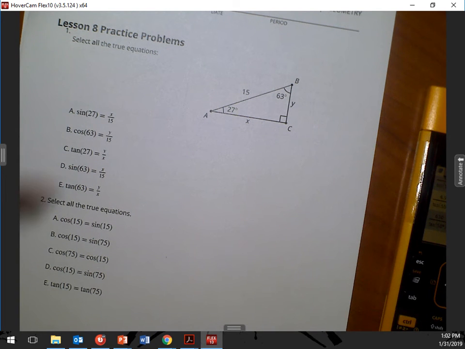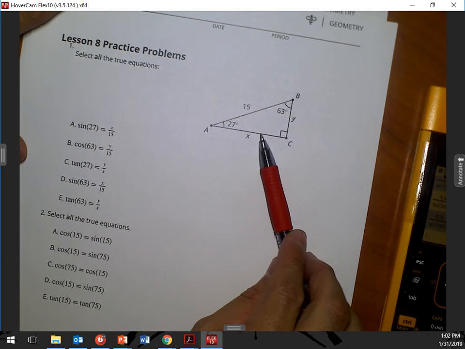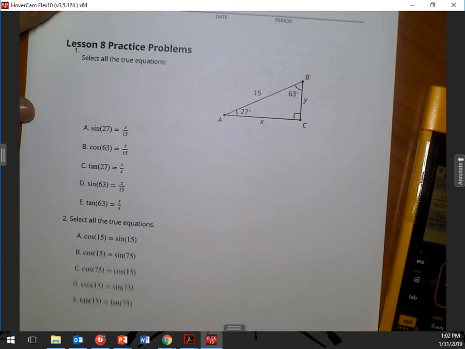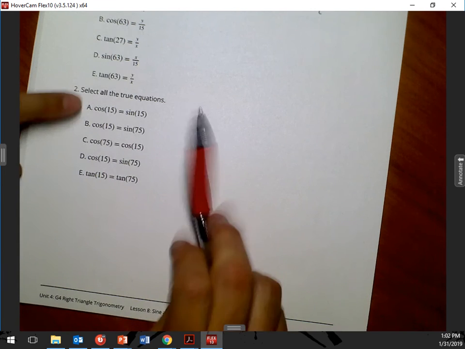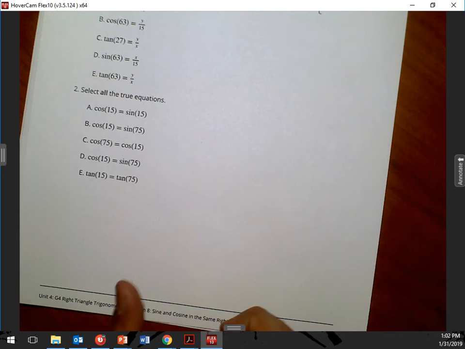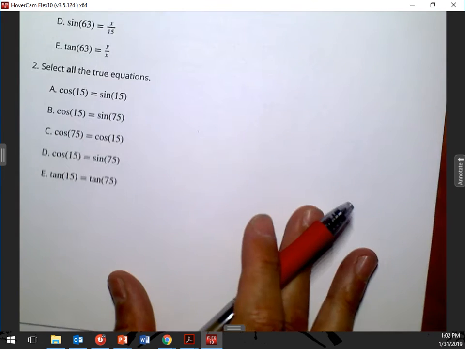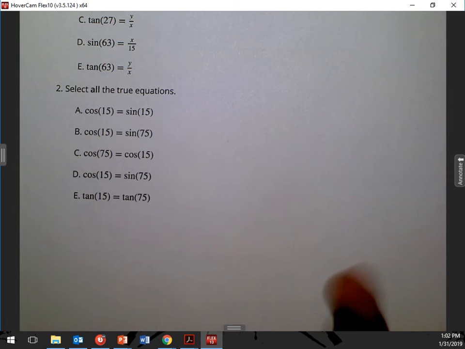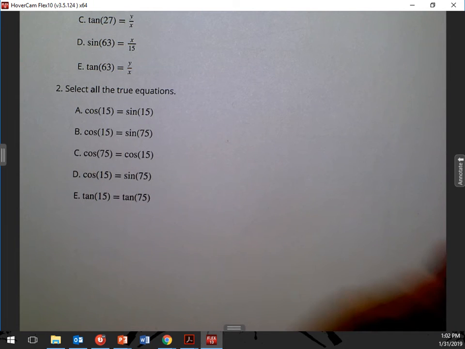Oh, okay. So we already did this one, right? Yeah, we already did one like this, didn't we? Okay, so let's try this one down here. Now, these two are supposed to be, what's the word for it? Starts with co, ends in function. Co-functions, right? They're supposed to be co-functions. And co-functions add up to 90. Co-functions add up to 90, right?